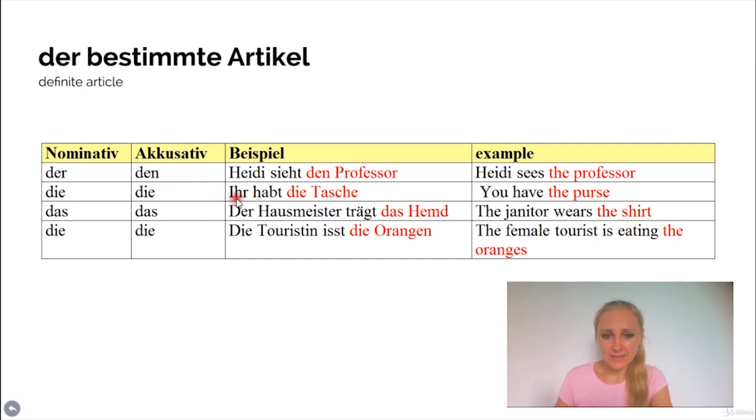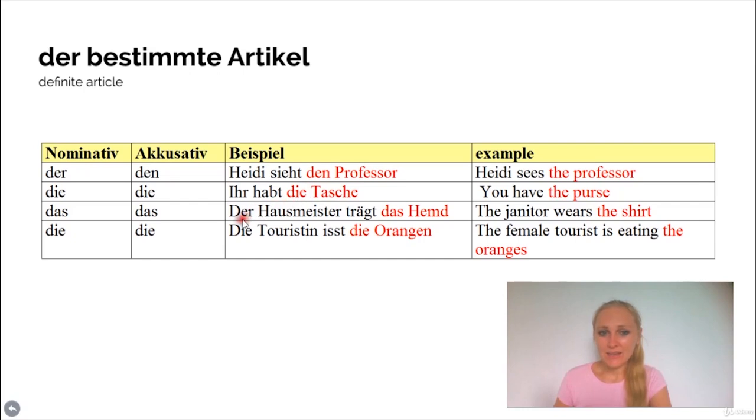So here the next sentence is "ihr habt die Tasche," which means you have the purse if you talk to a group of people. Now here, haben, to have, is also an accusative verb. Whatever one has is an accusative object. So here "die Tasche," the purse, is the accusative object. It is exactly the same in English. The accusative case exists also in English. So here "die Tasche," but it's not as obvious as here in the sentence because the article does not change. So you could also think that it might be the nominative object, but it's here the accusative.